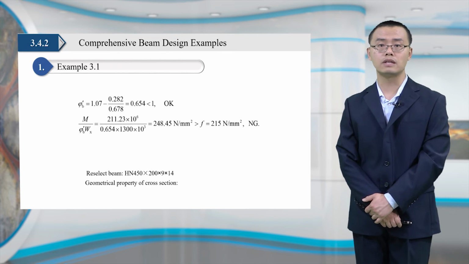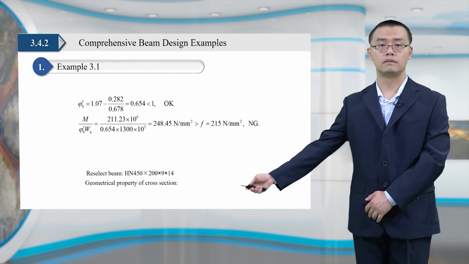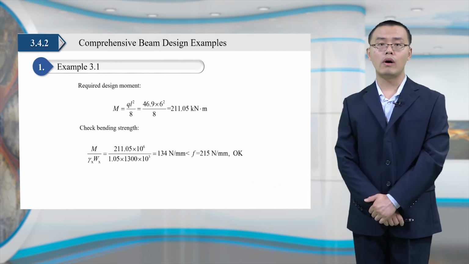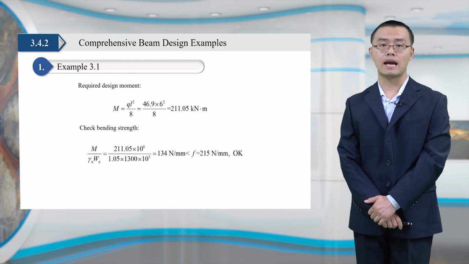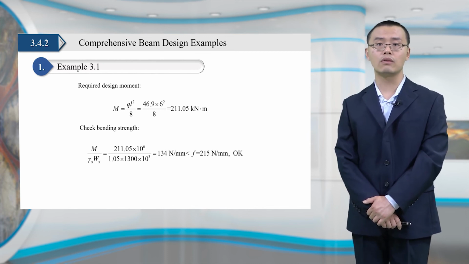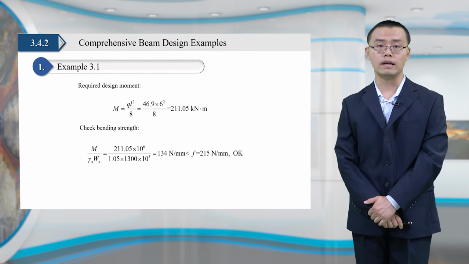Its geometrical property of cross-section are calculated as the following. Now, each geometry parameter of the new section is calculated as the following. Characteristic value of line loading and required design load is expressed as the following. Required design moment is expressed as the following. Check bending strength is expressed as the following, and this time it is found its bending strength meets the requirement.